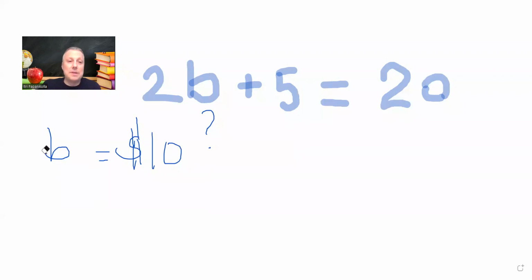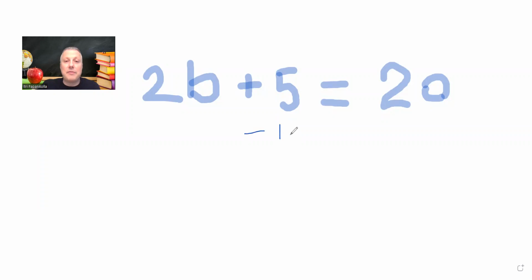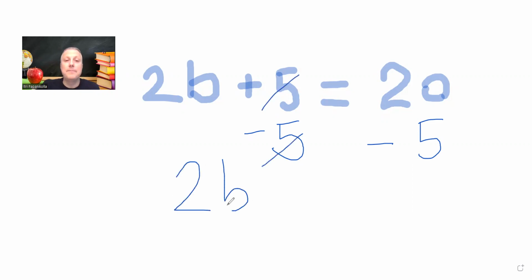Another way to do this is to clean up this equation a little bit. Maybe there's a lot of stuff going on. Let's get rid of this 5, right? Let's minus the 5. And when you do something in an equation, think of it as the old-fashioned weighing scale: if you do something on one side, you have to do the same thing on the other side as well. So now the 5's cancel. You have 2b, and on the other side, 20 minus 5 is 15.